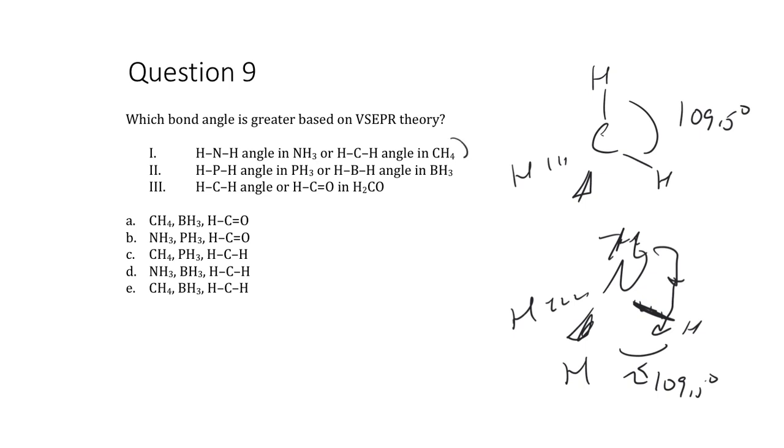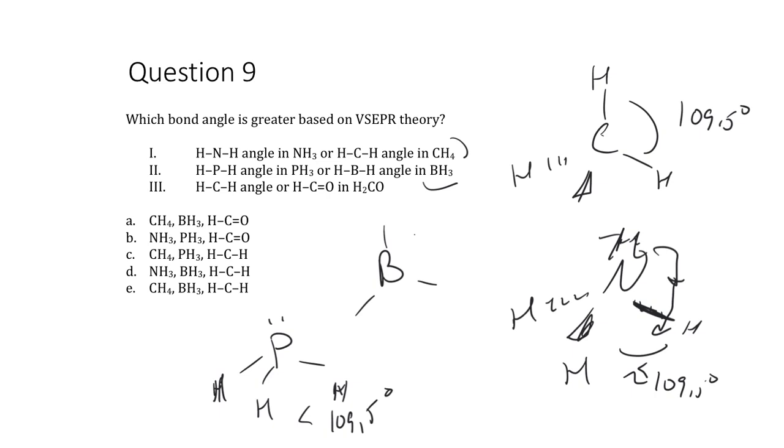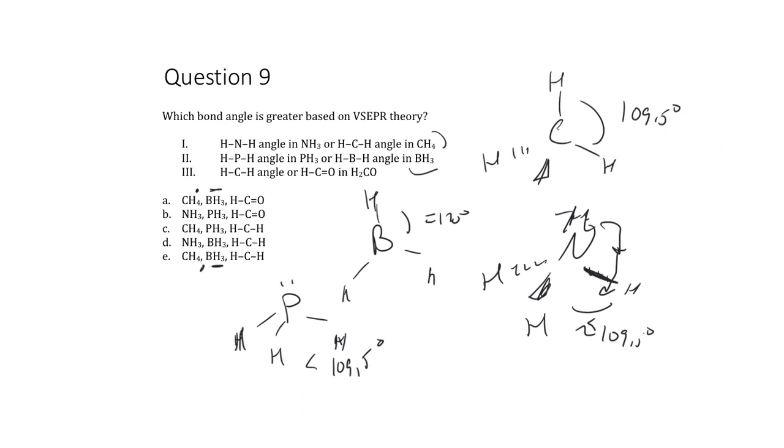The bond in PH3 or the bond in BH3. BH3 is 120. The bonds in PH3 are closer to 109.5 degrees, and again, a little less than 109.5 degrees. And BH3, perfectly 120. So the BH3 bonds win out. And so what about formaldehyde?